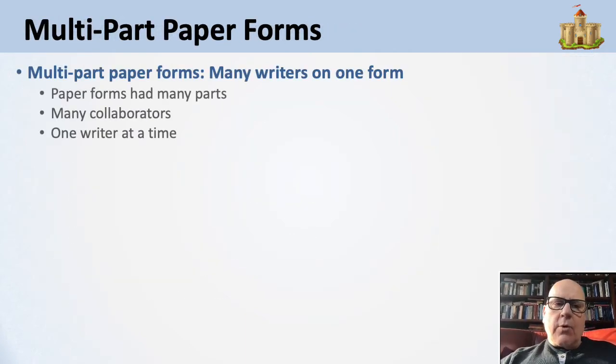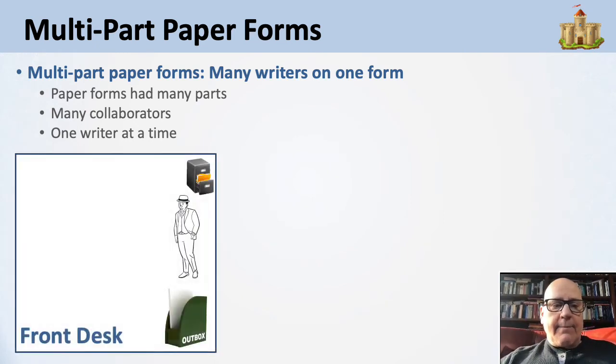So let's talk more about multi-part paper forms. With a multi-part paper form, you had many writers on one form. Now, albeit one at a time, because they all wrote on the top page and then the back got taken off. So paper forms had many parts, many collaborators, but one writer at a time.